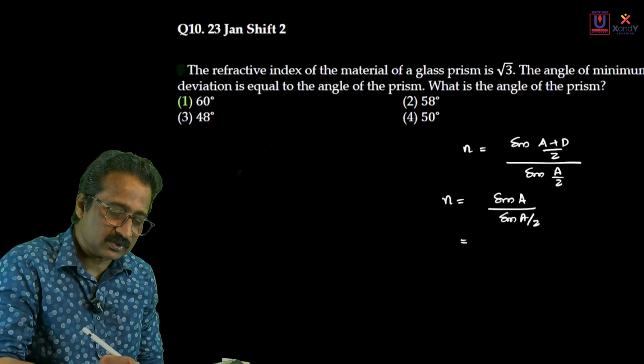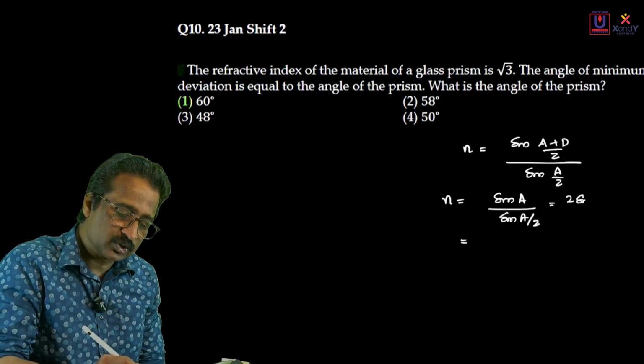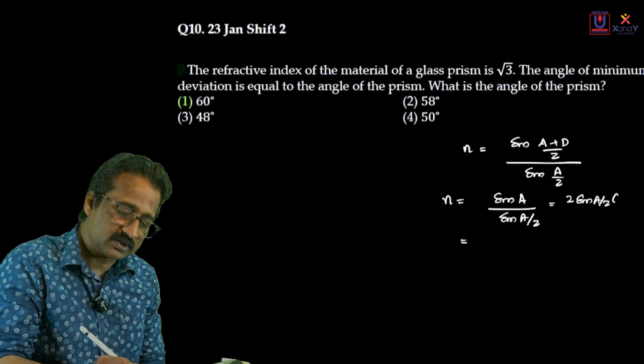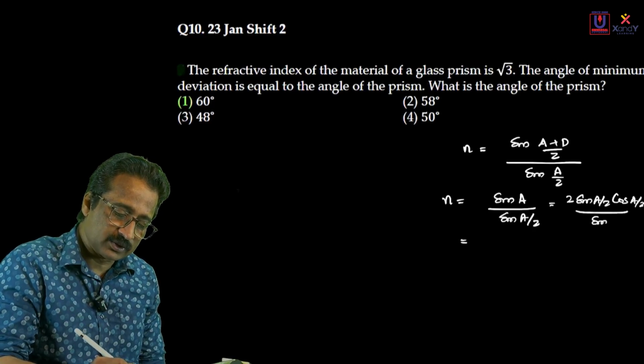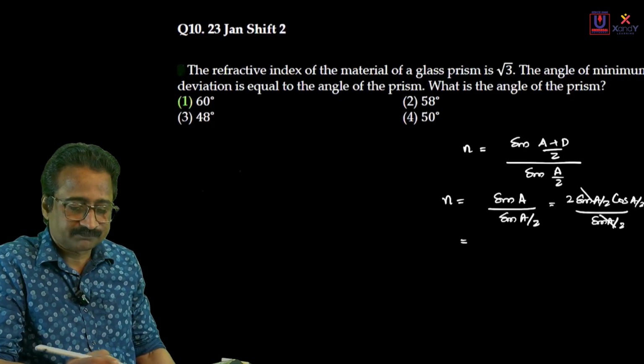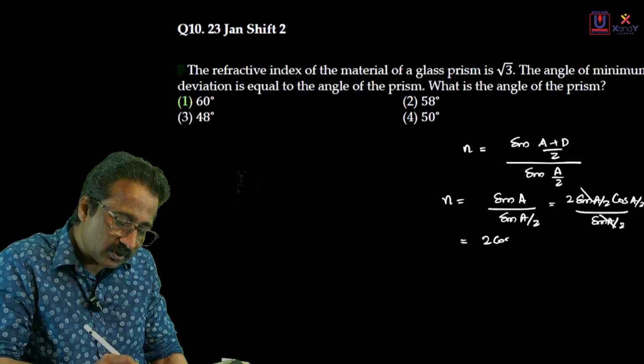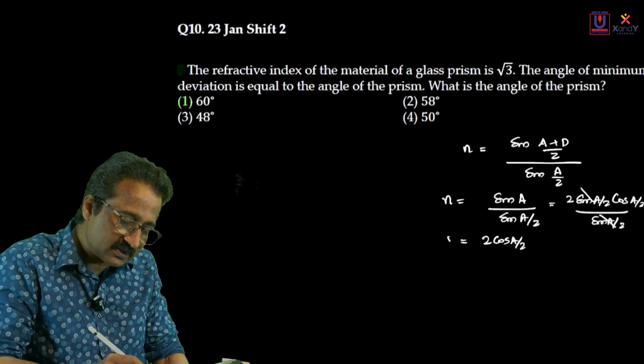Let's simplify this. Sin A can be written as 2 sin(A/2) cos(A/2). So n can be written as 2 sin(A/2) cos(A/2) for the purpose of simplifying it, divided by sin(A/2). In the process, the sin(A/2) terms cancel. So it is 2 cos(A/2). So the answer is here.